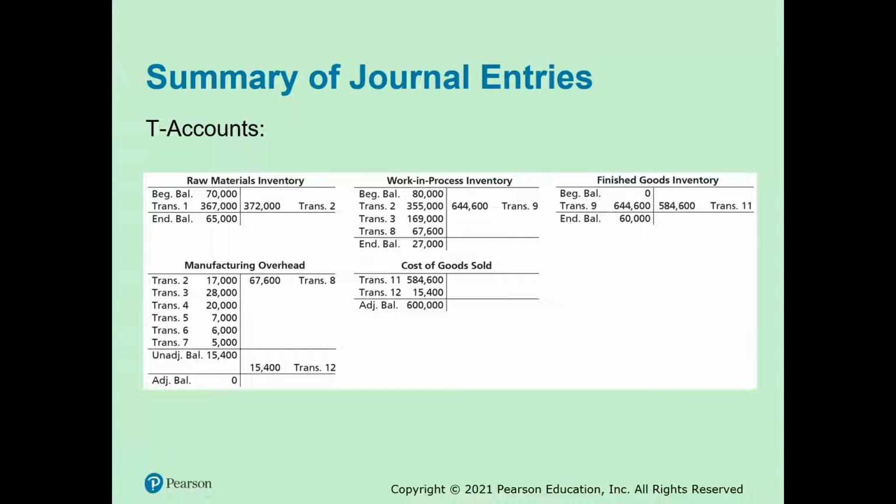So here you see the T accounts for raw materials inventory. Ending balance is $65,000. Work in process inventory, the ending balance is $27,000. Finished goods, ending balance is $60,000. And manufacturing overhead, you see that they had an unadjusted balance of $15,000, but it was closed out, so now it has an adjusted balance of 0. And the cost of goods sold has an adjusted balance of $600,000.